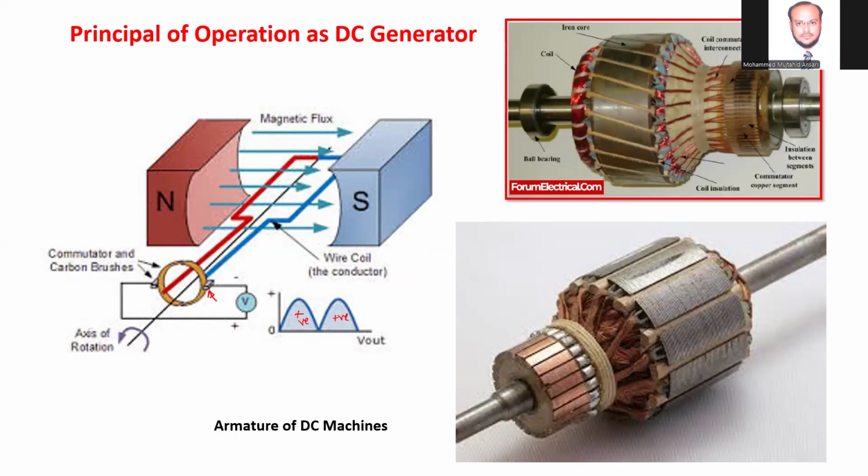This is the armature. These are the number of conductors placed to obtain the required amount of voltage. Let this conductor be producing 1 volt.